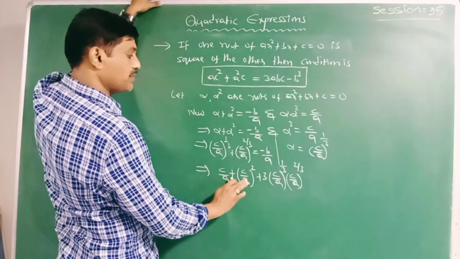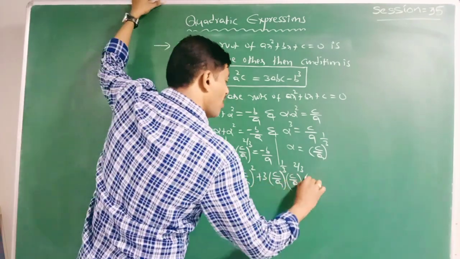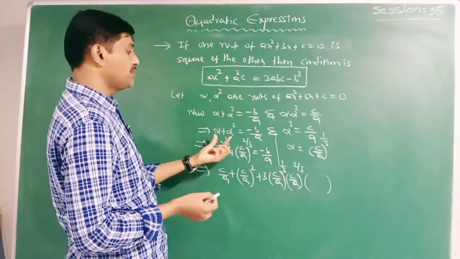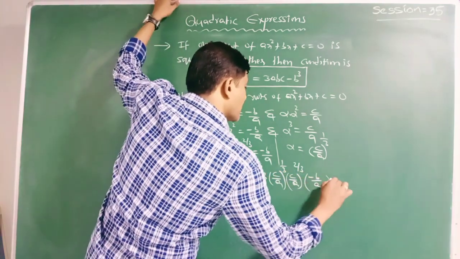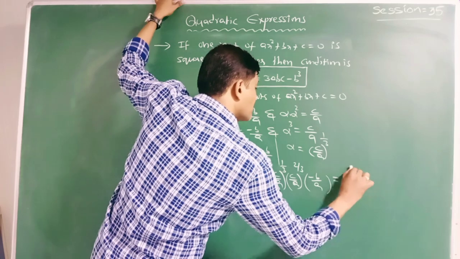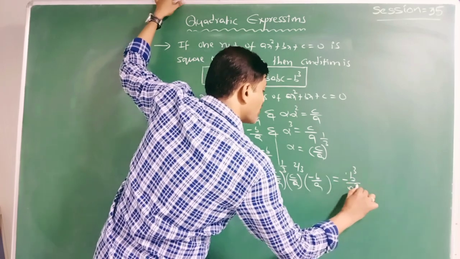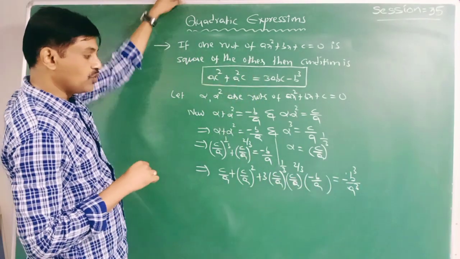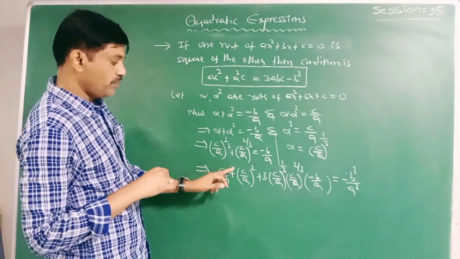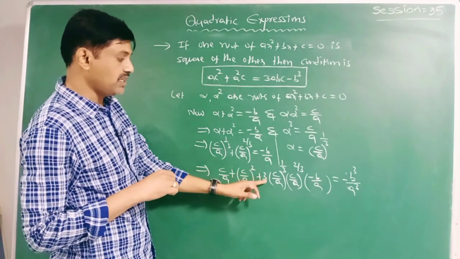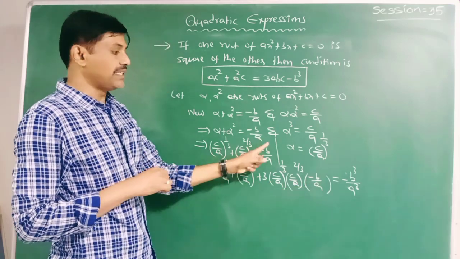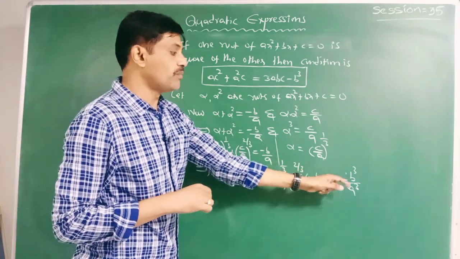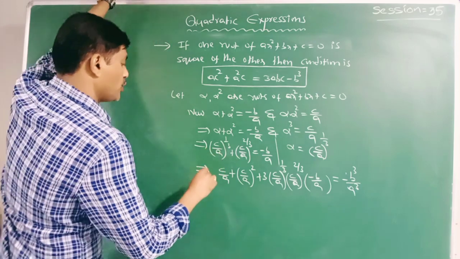a cube plus b cube plus 3ab(a plus b), a plus b in the sense minus b by a, is equal to minus b cube by a cube.